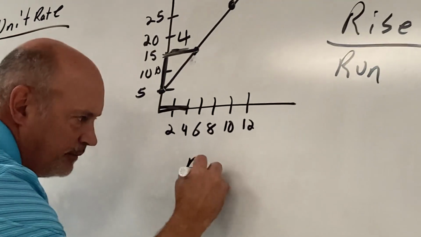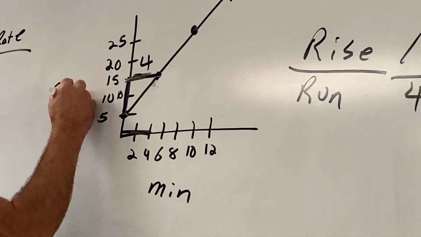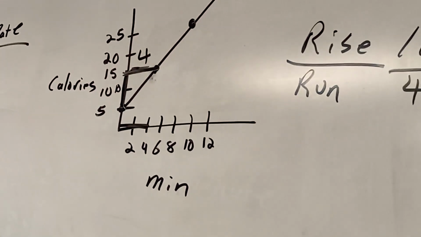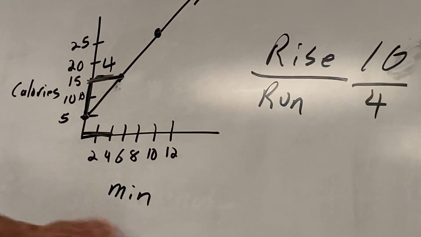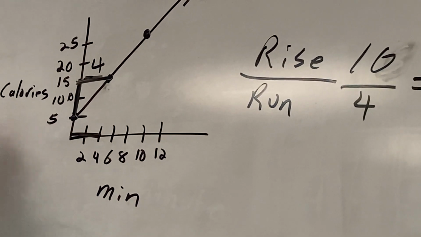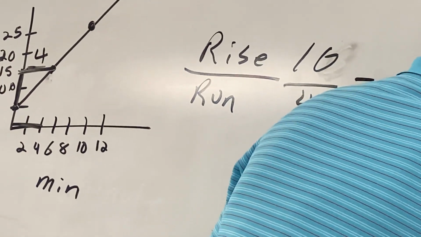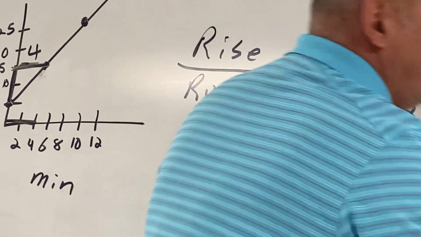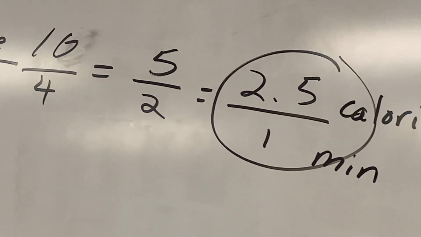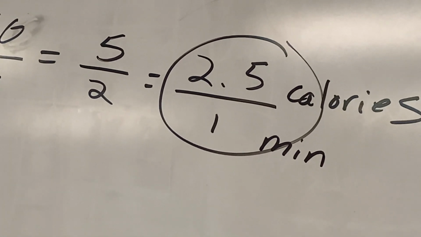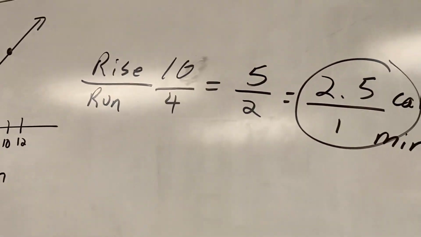And let's say I label the graph like this: minutes and, I don't know, calories. So tell me about that slope. 2.5 what? Is it 2.5 minutes, or is it 2.5 calories? Calories. It's 2.5 calories every 1 minute. As you get the unit rate, they usually want you to break it down and tell what it means. In this problem, if this was my graph, this means I'm burning 2.5 calories every 1 minute. Does that make sense?